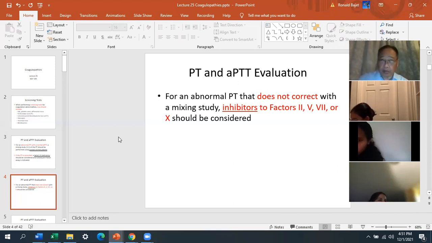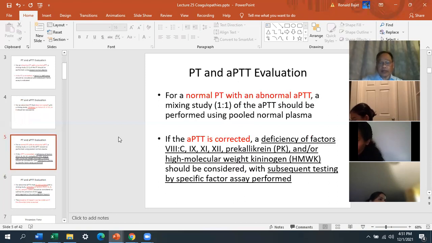Okay, that's the bottom line. You do a mixing study: if it corrects, it's a factor deficiency; if it doesn't correct, it's an inhibitor. So in this example, you have a normal pro time with an abnormal PTT. You do the same thing. You take the patient's plasma, do a one-to-one mix with pooled normal plasma, and then you look for correction.